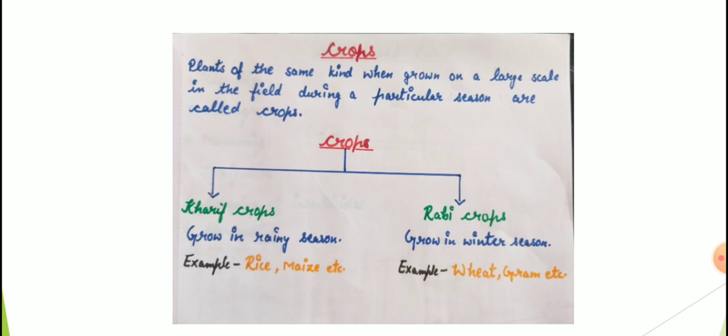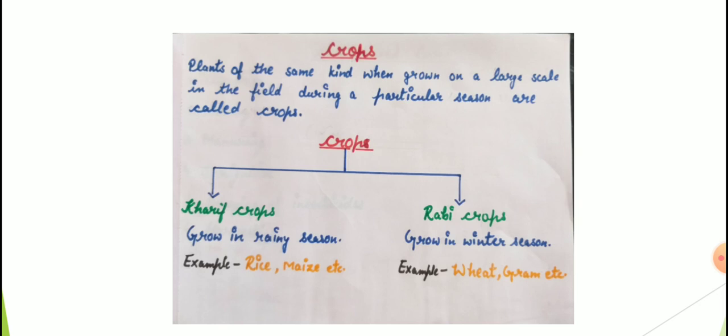Basically, crops are divided into two types: cereal crops and pulses. Examples are wheat, rice, maize and chickpea. Next are vegetable crops and fruit crops, like tomato, cauliflower, mango, banana and orange.